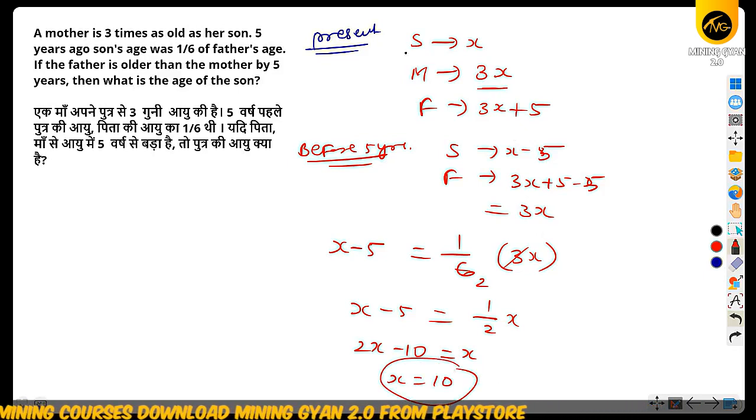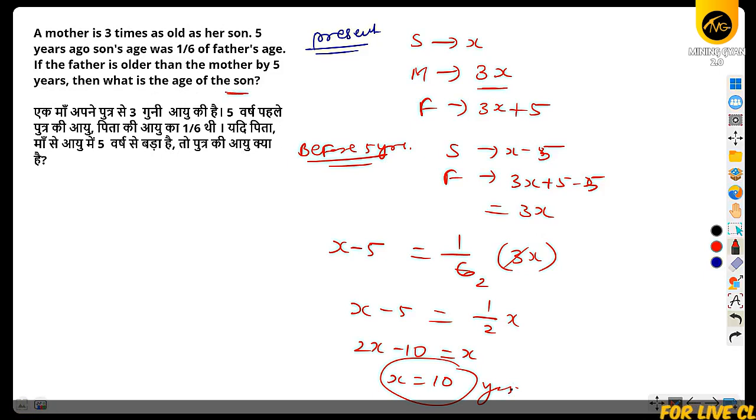So in present condition, age of son is 10 years. What is the question? What is the age of the son? Okay, this is the correct answer. x is equal to 10 years. That means the age of son is 10 years in present condition.